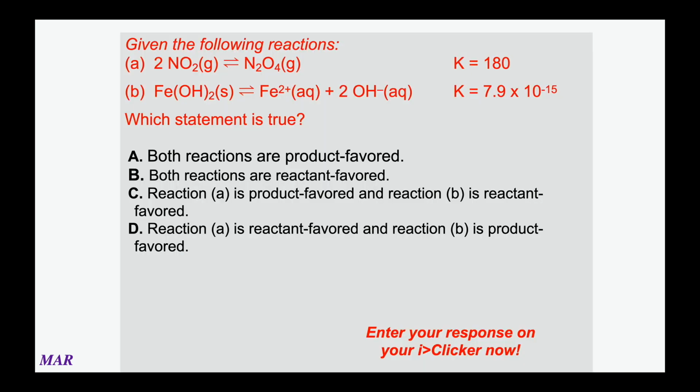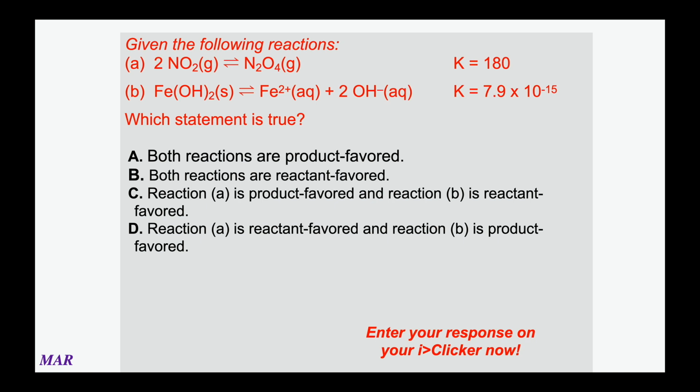Here are some reactions. First one, 2NO2 going to N2O4, K value 180. The second one is iron(II) hydroxide, Fe(OH)2, a solid, breaking down to iron(II) plus and 2 hydroxides, K value 7.9 times 10 to the minus 15th. And it asks which statement is true. So only one of these, apparently. A: both reactions are product favored. Remember that for product favored, you must have a K greater than 1. The first one is definitely the case. K 180, that's larger than 1. So the first reaction is definitely product favored.